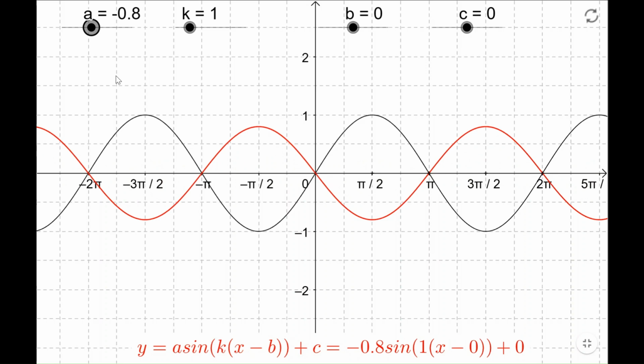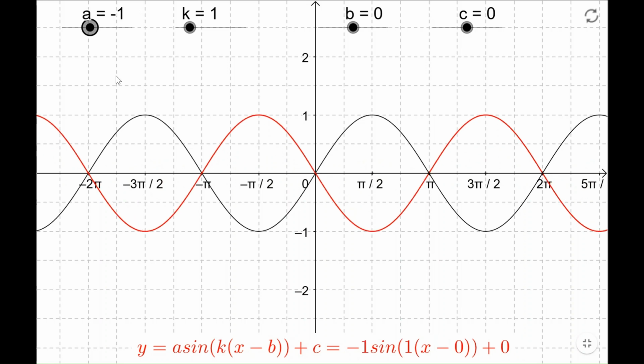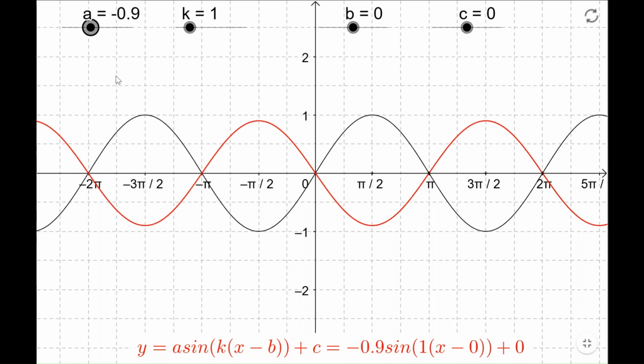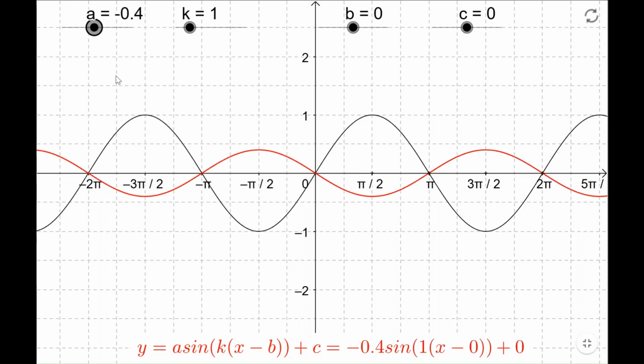If A is negative, it's going to reflect the graph. Now instead of it going above the x-axis, everywhere it was above the x-axis, it's now below the x-axis and vice versa. So the A value is our amplitude. If it's negative, it has a reflection over the x-axis.